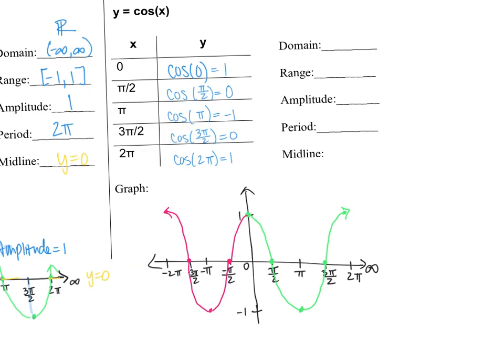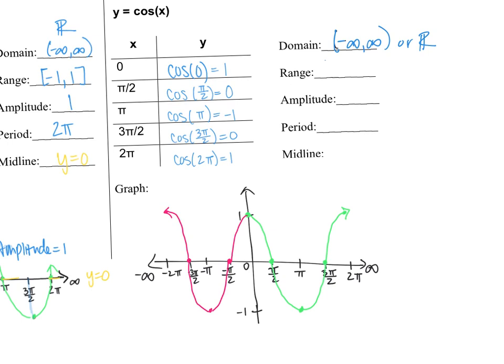So this part's going to negative infinity. So my domain is also going to be all real numbers, because this goes from negative infinity to positive infinity, because the cosine graph also oscillates. So that's going to be negative infinity to positive infinity, or all real numbers.